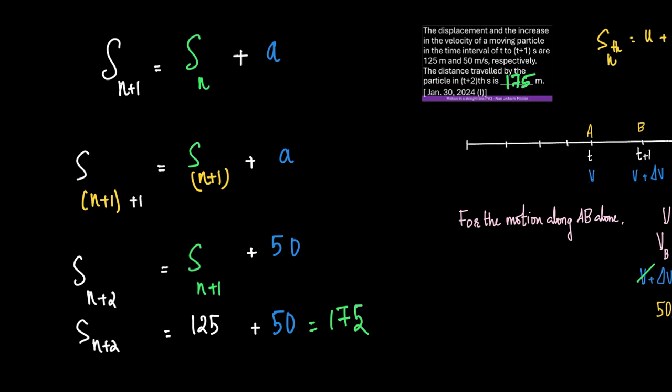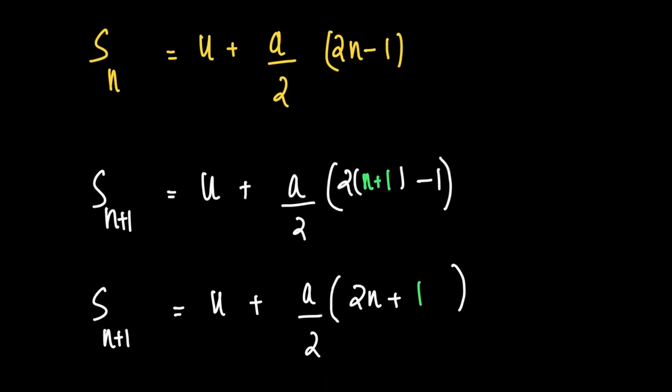Now, if you want to see how we arrived at this particular equation, it's actually a very straightforward derivation. So we have Sn is equal to u plus a by 2 into 2n minus 1. How did we arrive at this? We already discussed this a couple of times, so let us not spend our time going through the same thing again. Now what I've done here is I've replaced n with n plus 1. So what do I get here? Sn plus 1 is equal to u plus a by 2 into, replacing n with n plus 1, 2 into n plus 1 minus 1.